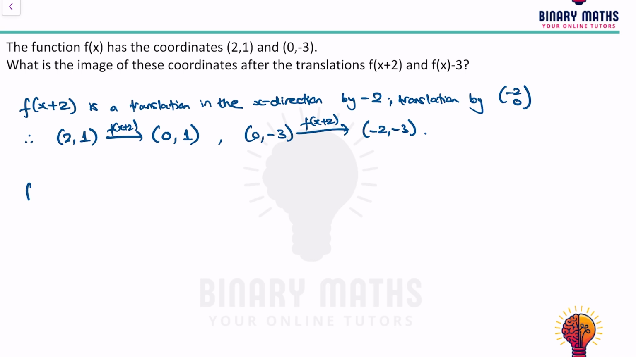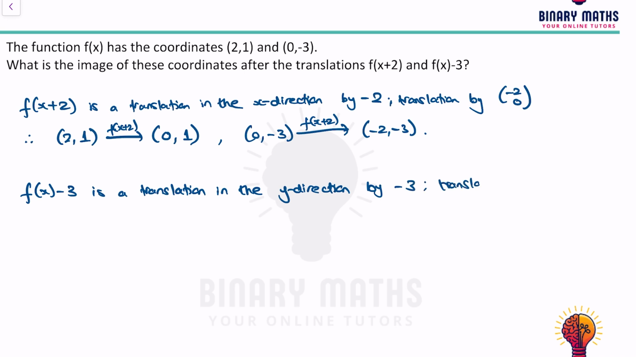In a similar way, if I do f(x) take away 3, it is a translation, because the minus 3 is outside the bracket, a translation in the y direction. And when it's the y direction, it's the same sign, so by negative 3. Which means if I write it as a column vector, it's a translation by (0, -3). So the x remains unchanged. The y coordinate, you just have to subtract by 3.